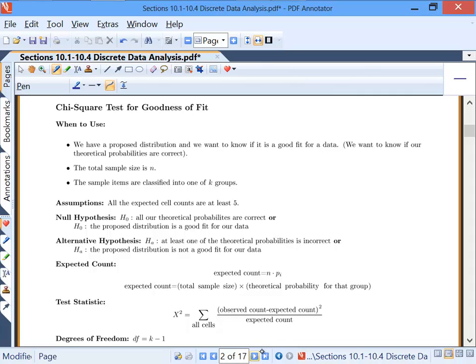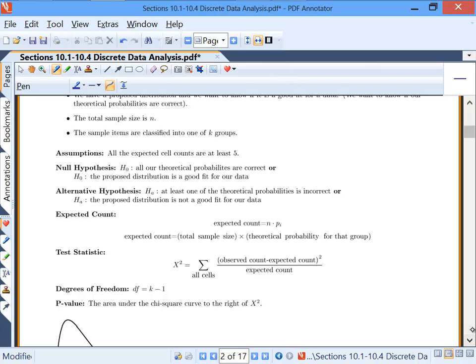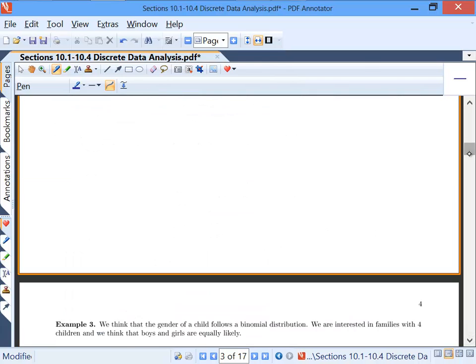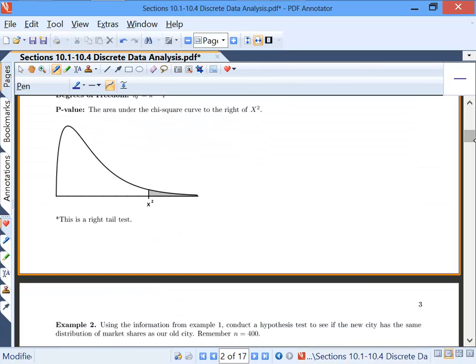Now your expected count, anytime you want to find the expected count, it's just your total sample size times your theoretical probability for that group. Just what you're doing instinctively. Again, your test statistic is the observed minus expected squared divided by expected, and add them all up. K minus 1 degrees of freedom, where again K is the number of groups you had. And your p-value is always the area to the right of your test statistic.